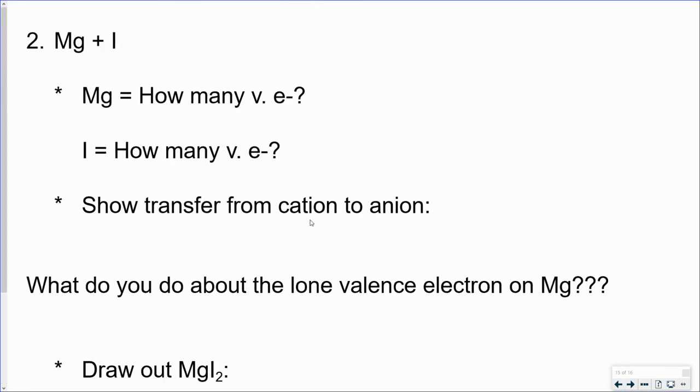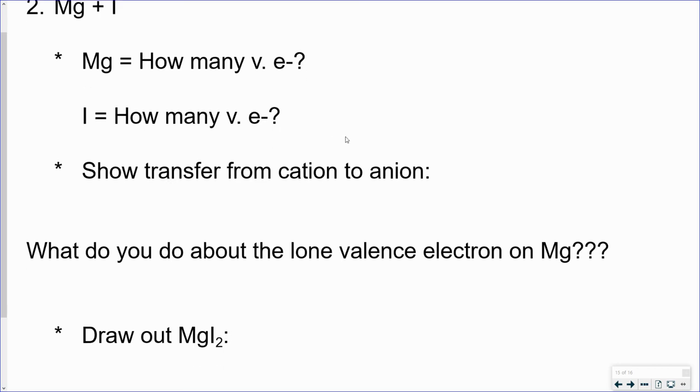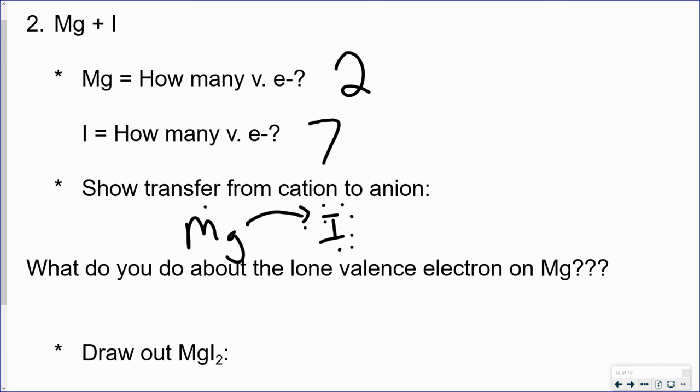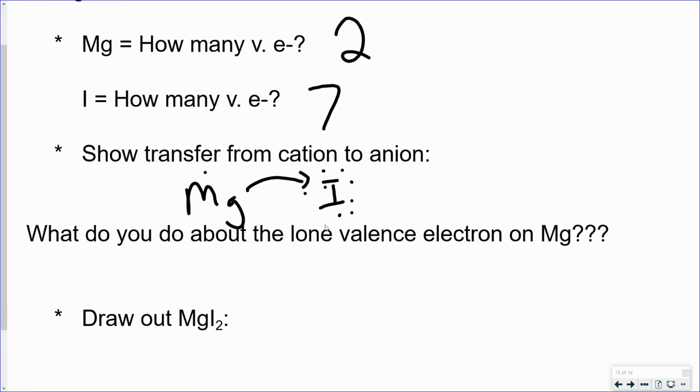Now, let's do another ionic one. With this, magnesium has 2, iodine has 7. So if I show this, well, magnesium still has another electron. So it needs another I in order to transfer that electron. So what ends up happening is you draw another I.